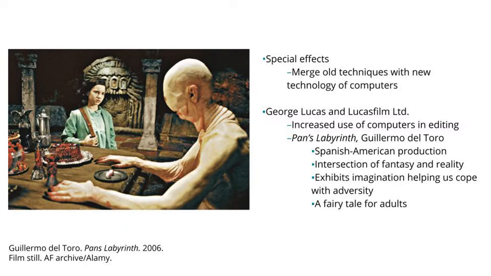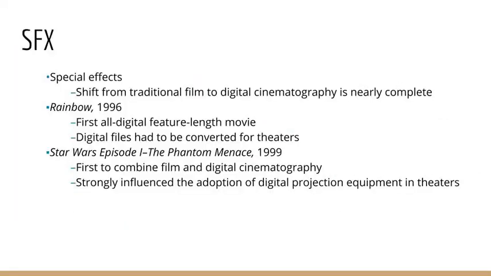Now, talking a bit more about special effects, oftentimes shortened to SFX when written. Special effects are a shift from traditional film to digital cinematography that was nearly complete by this time. Rainbow in 1996 was the first all-digital feature-length movie, and it had digital files that actually had to be converted for theaters to be able to play them. Also, Star Wars Episode 1, The Phantom Menace in 1999 was the first to combine film and digital cinematography, and strongly influenced the adoption of digital projection equipment in theaters.